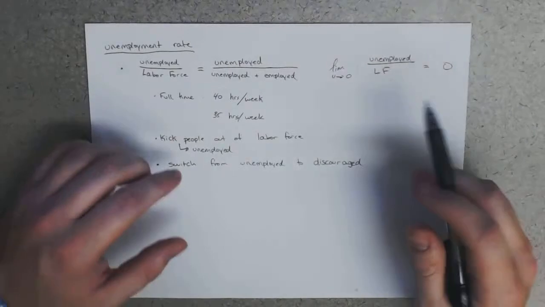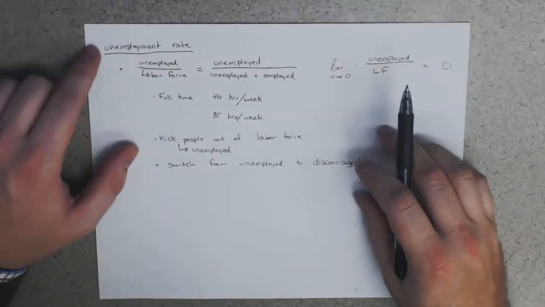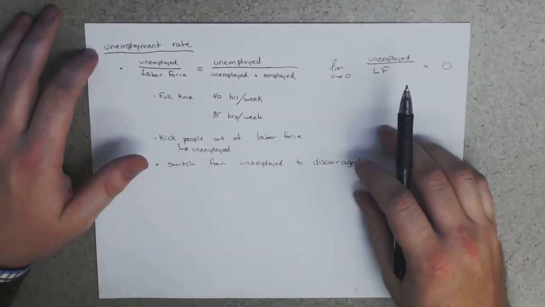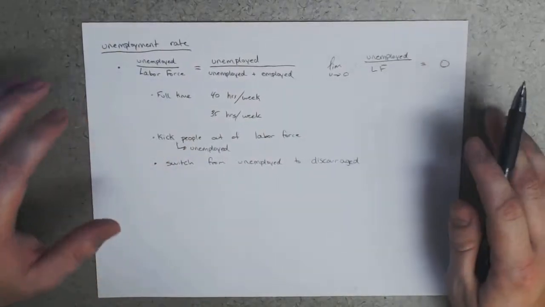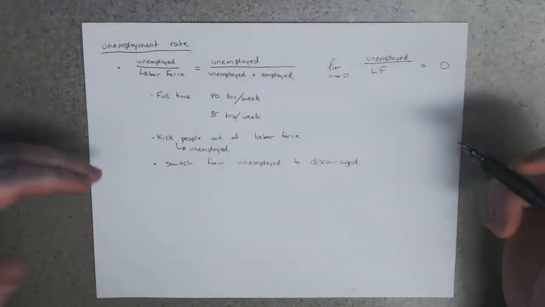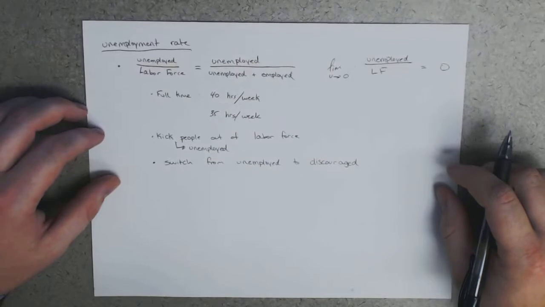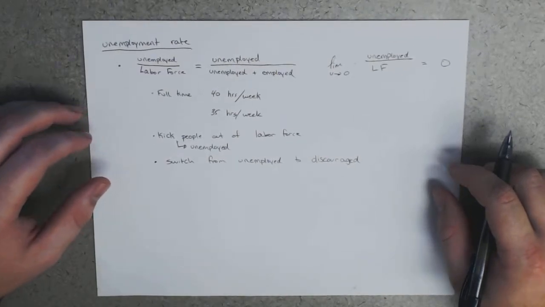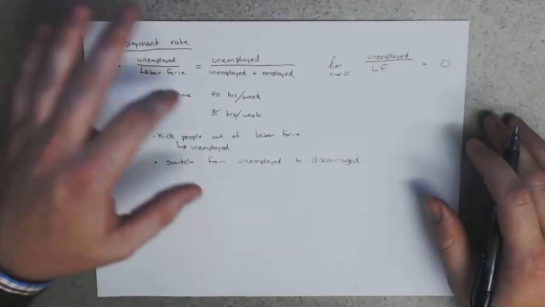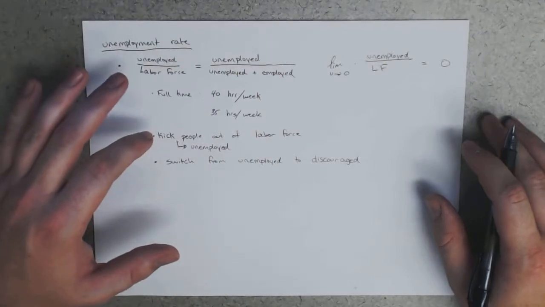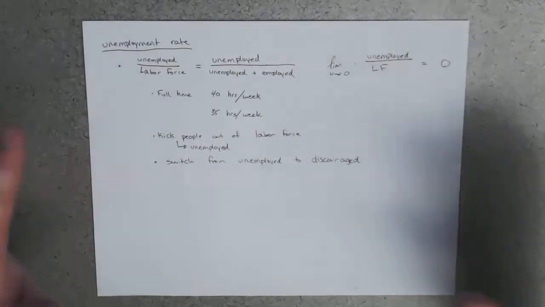So anytime you hear people talk about the unemployment rate, keep in mind the underlying context of what's going on. Keep in mind what's actually being measured and how that number can easily be manipulated or be misleading if you don't understand all the things going on. Okay, so there you are.